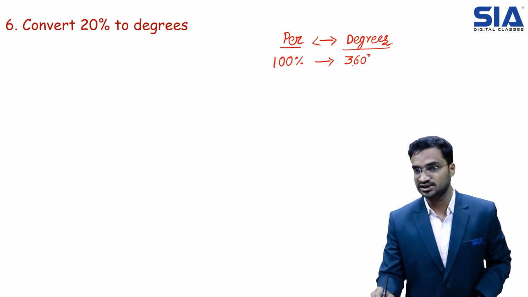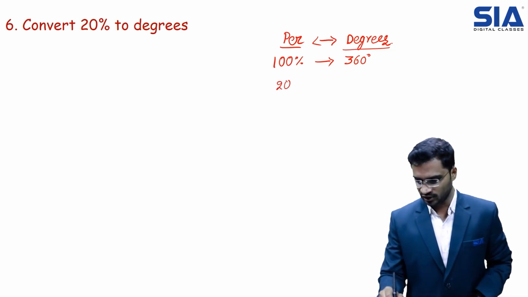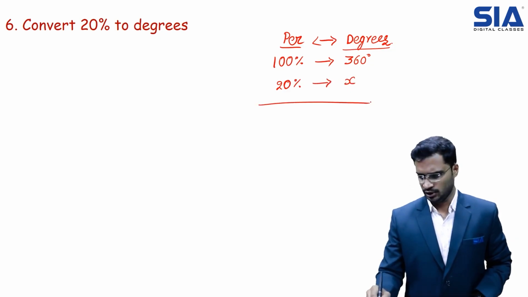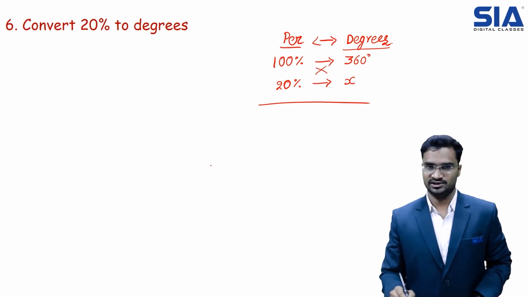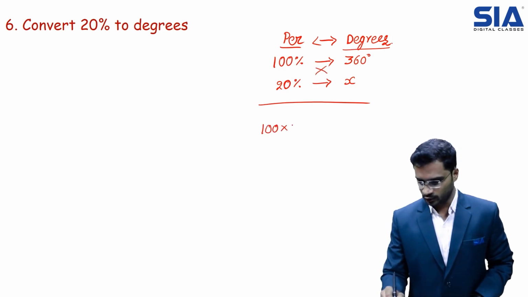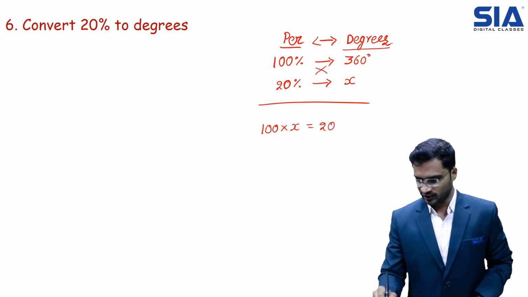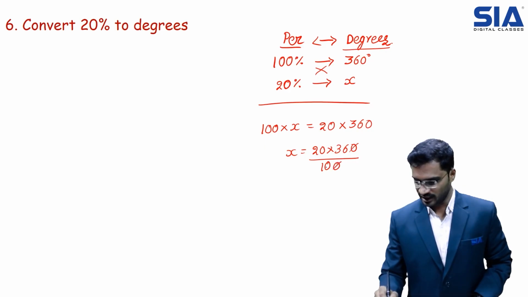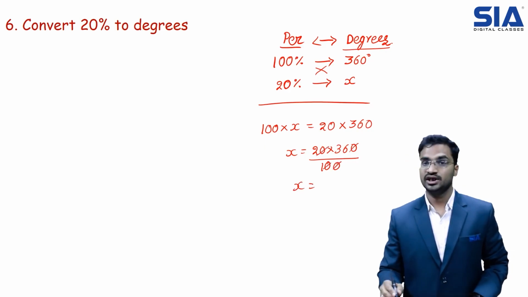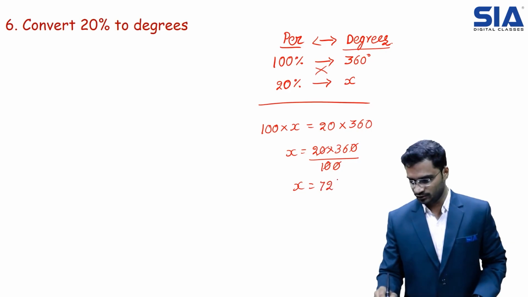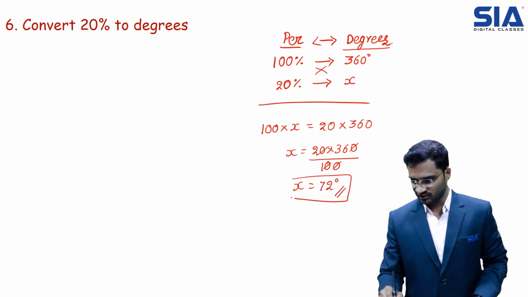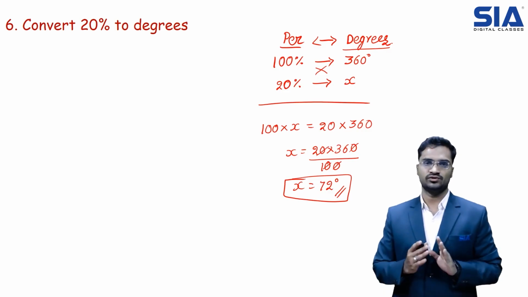So if 100% is equal to 360 degrees, then what is 20%? Let us assume this as X. Now we can simply cross multiply. So 100 into X is equal to 20 into 360. So X is equal to 20 into 360 by 100. From this I can say that X is equal to 36 into 2, which is 72. So 72 degrees is 20%.